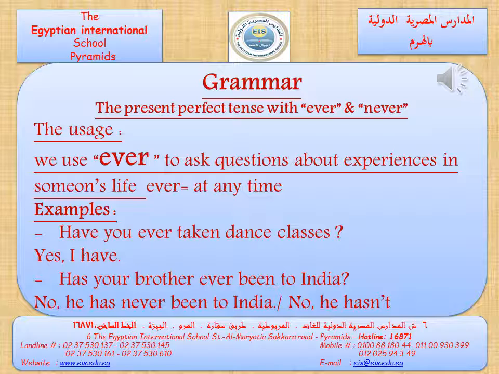For example, have you ever taken dance classes? Yes, I have. Or you can say no, I haven't. Another example, has your brother ever been to India? No, he has never been to India. Or no, he hasn't. So we use ever to ask questions about someone's experiences in his life. And we said that ever means at any time. Did it happen before?